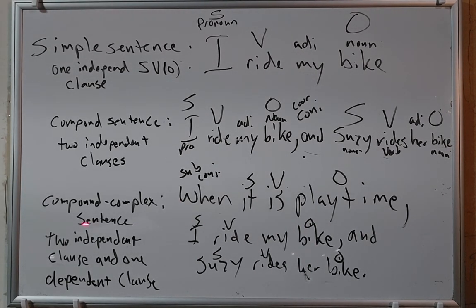Now, the complex sentence I did not put up here, but it's very simple. A complex sentence is this clause plus this clause in a period. This is a complex. It has one dependent, one independent if you ended it here. With another clause, it becomes compound complex. So you see complex here. When it is playtime, I ride my bike. Also, what is interesting is you can flip this and say, I ride my bike when it is playtime. And if you do so, you don't need a comma or a connection.